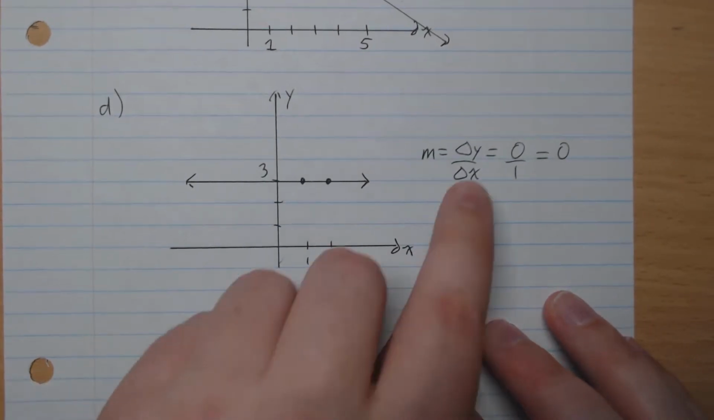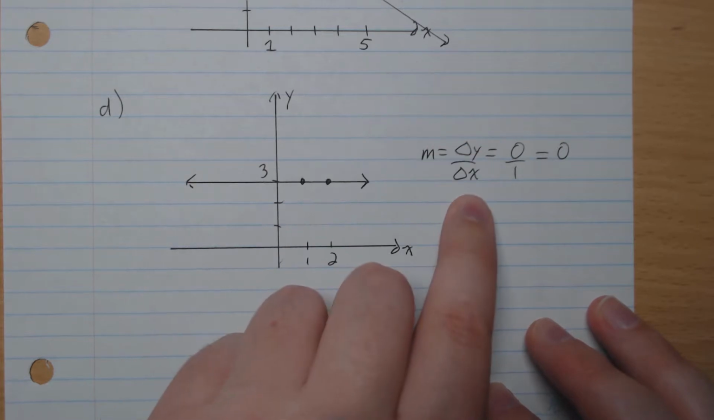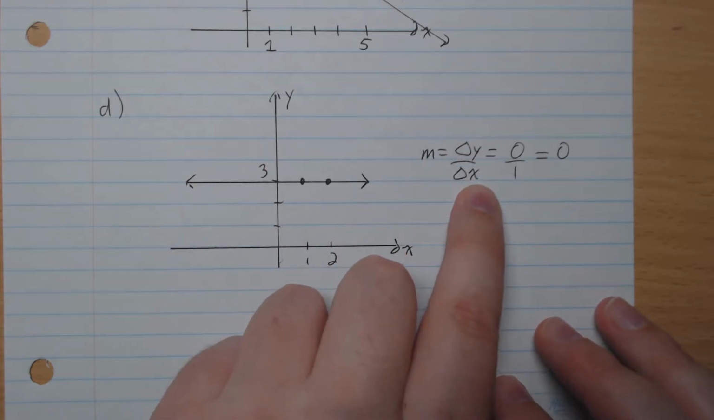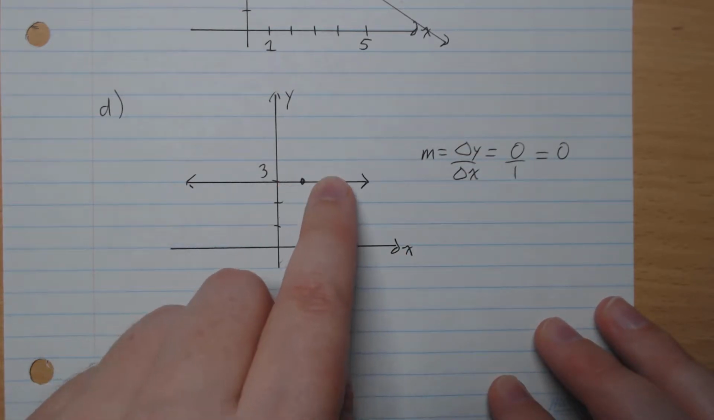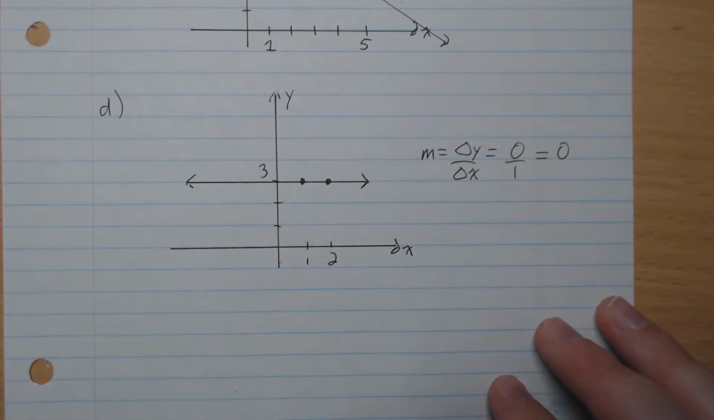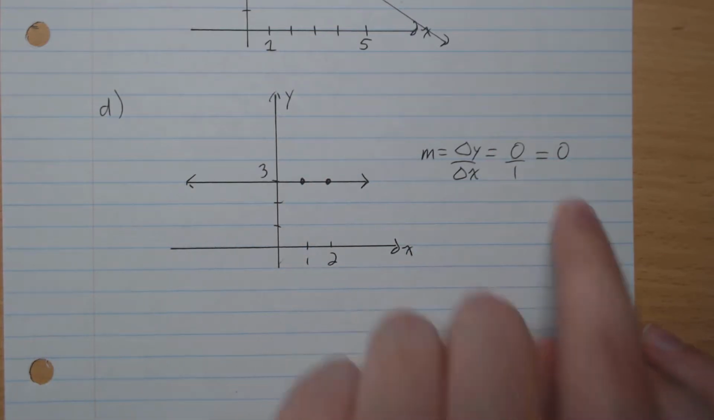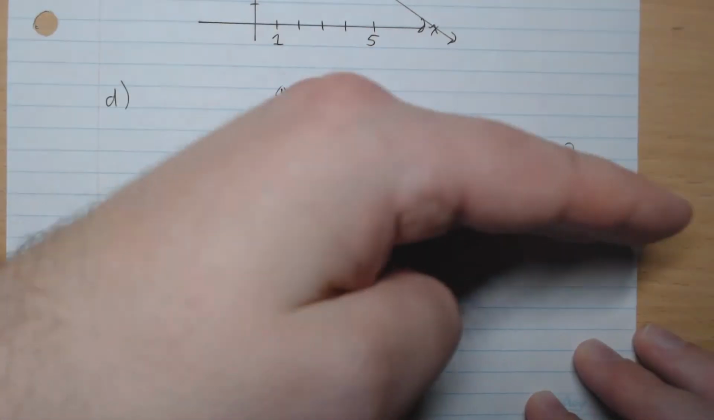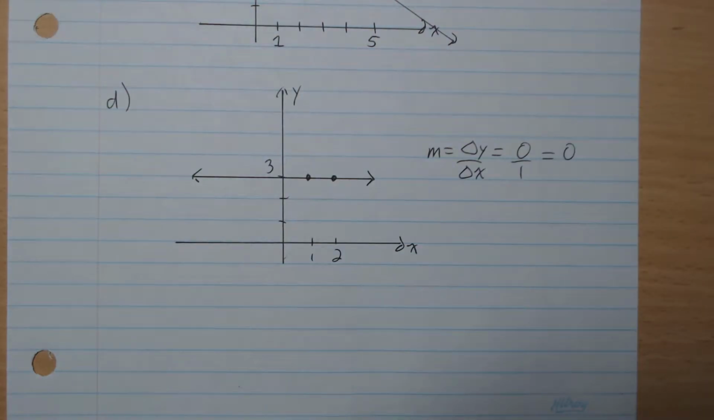D, the slope is delta y over delta x, change in y over change in x. As we move along, the change in y is 0 and the change in x is 1. So 0 over 1 gives 0. This here is a slope of 0.